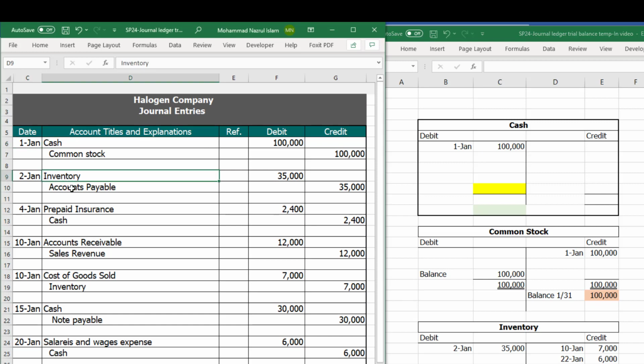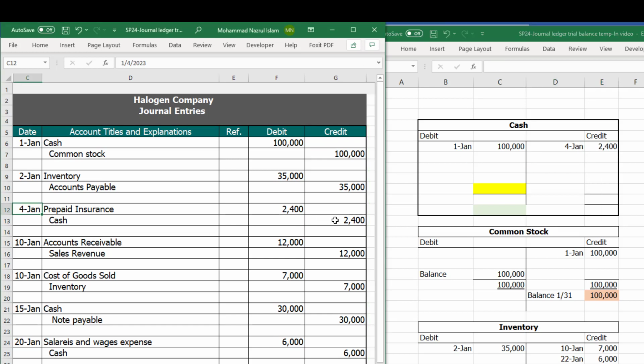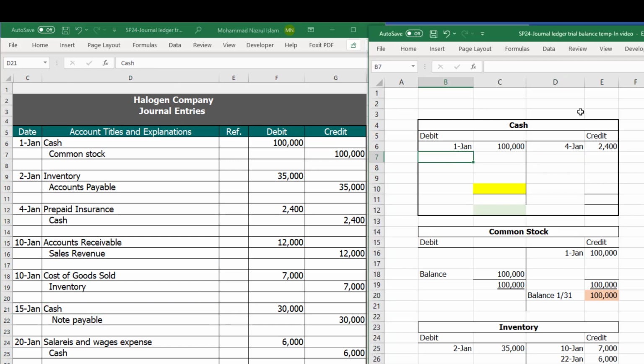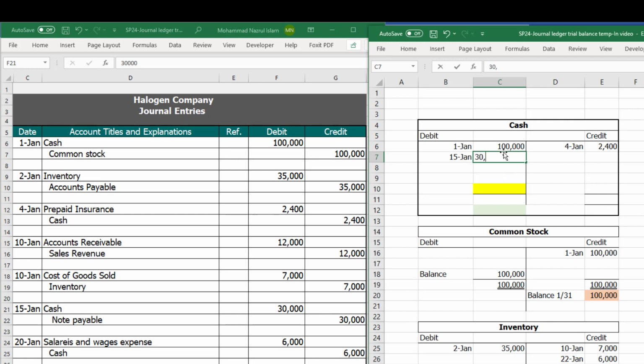Now let's find cash again. We found another cash, and here the cash is credit. The date is January 4, and the amount is 2,400 credit. See that cash is credit. That is why we have posted it on the credit side. Now let's see again. We have found cash again. It is debit, 30,000, on January 15. So January 15, cash is debit, 30,000.